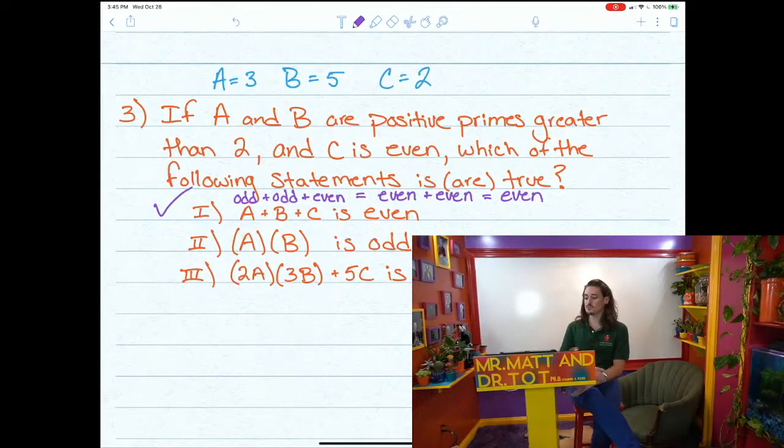Statement number 2, again, A and B are odd, so this really is just the same thing as an odd number times an odd number. 3 times 3, 3 times 5, an odd times an odd is definitely another odd number. So statement 2 is also true.